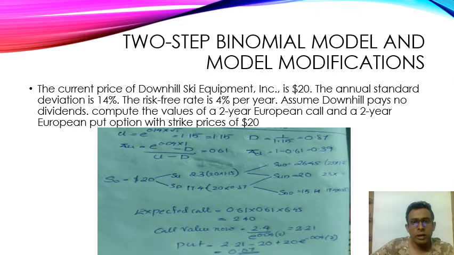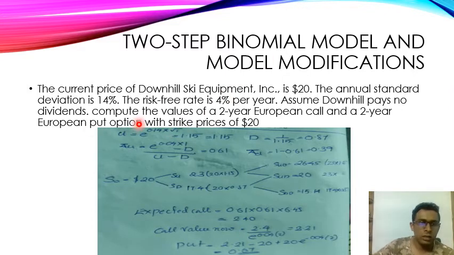Two-step binomial model and model modifications. As I've said, there are two types of binomial model: one is the one-step binomial model, the other is the two-step binomial model. This is how we calculate the value of a call option or put option using the two-step binomial model. So we'll take an example and explain that. The current price of Dunwell's stock is $20. The annual standard deviation is 14%. Strike price is 20. Risk-free rate is 4%. Value a 2-year call and a 2-year put. That's what we need to value.